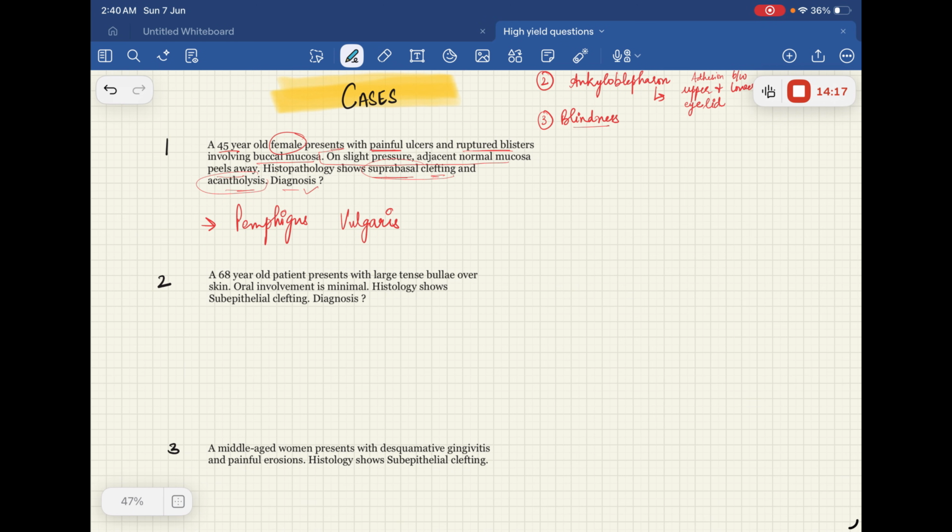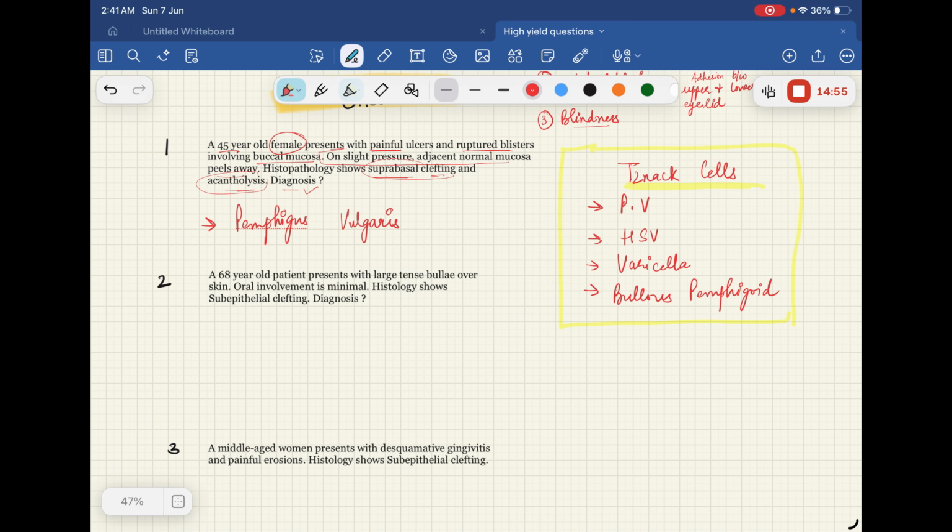I would like to discuss one point here. Do you remember the Tzanck cells, or the free floating acantholytic cells? We know they are seen in pemphigus vulgaris, right? They are also seen in herpes simplex virus, in varicella virus, and in some cases bullous pemphigoid as well.